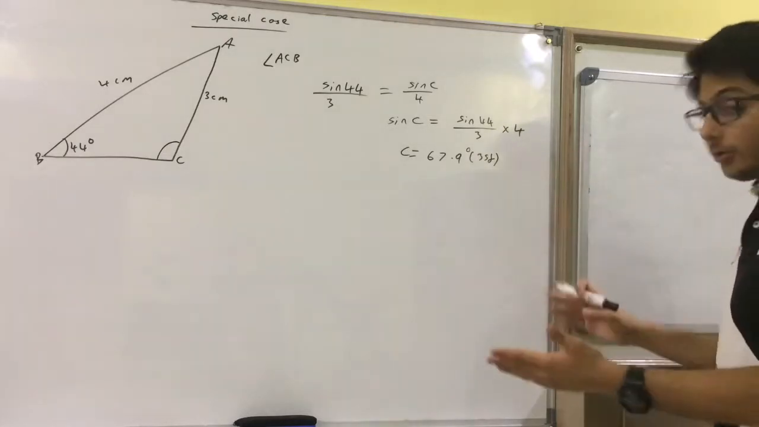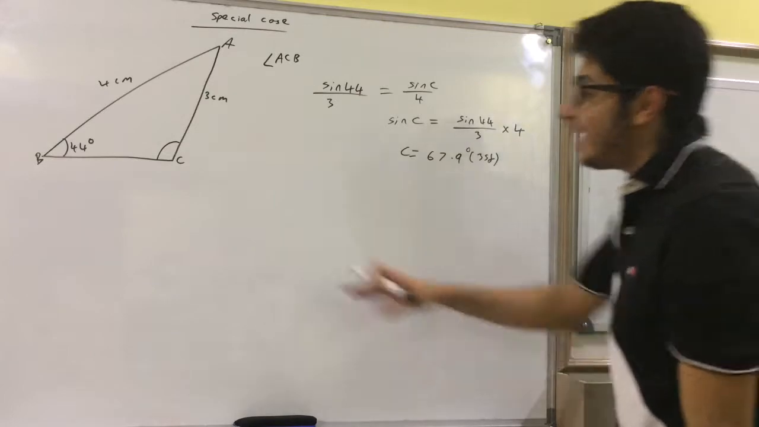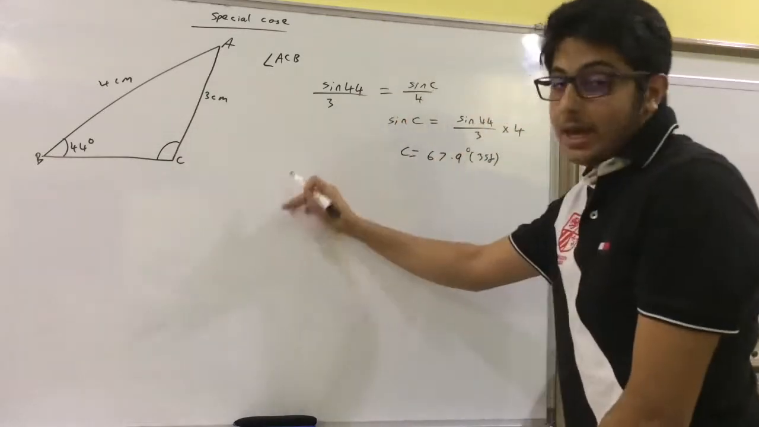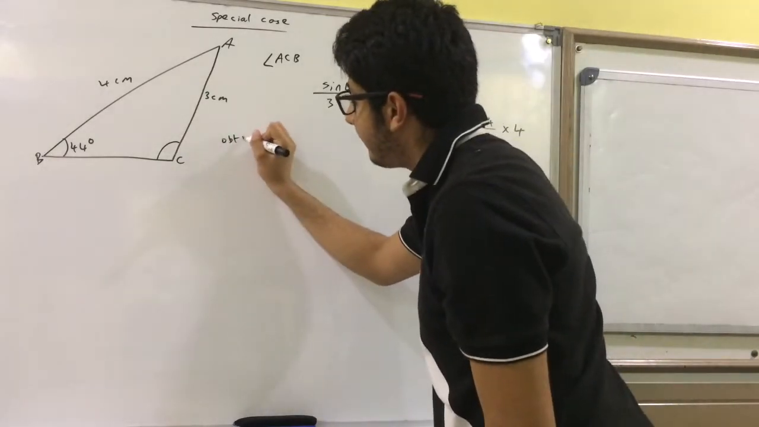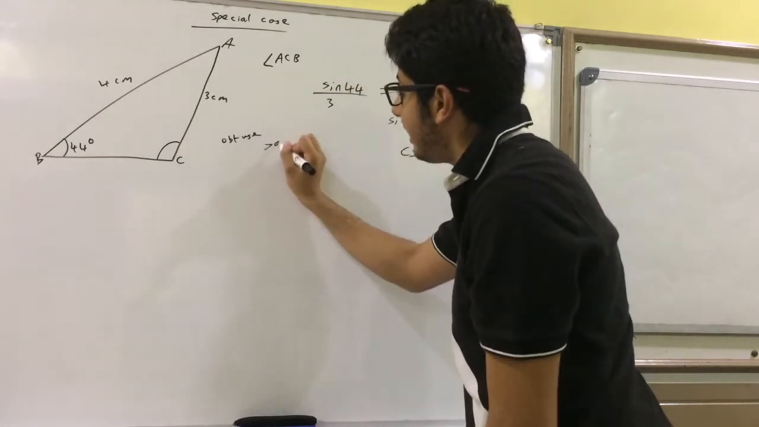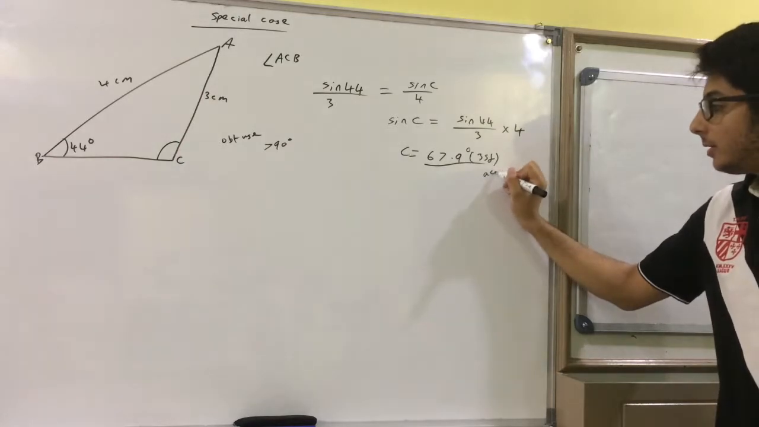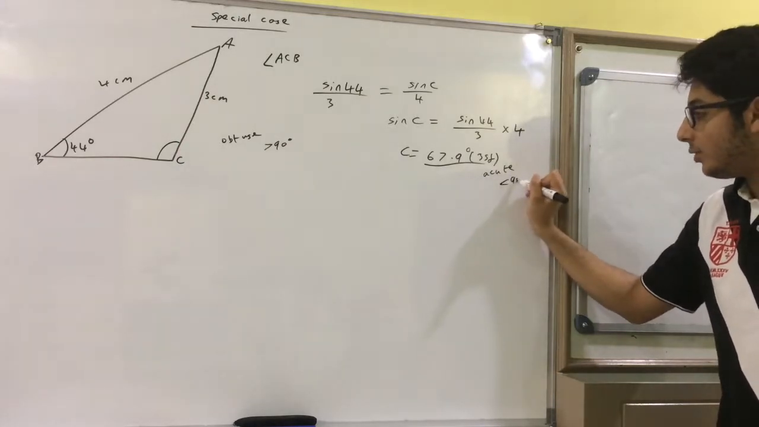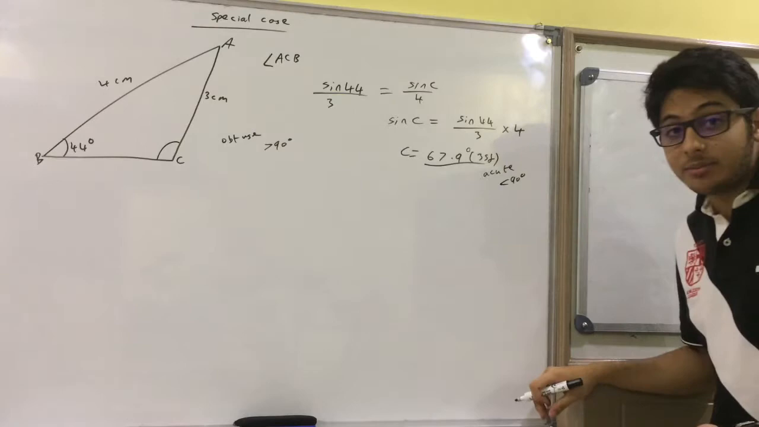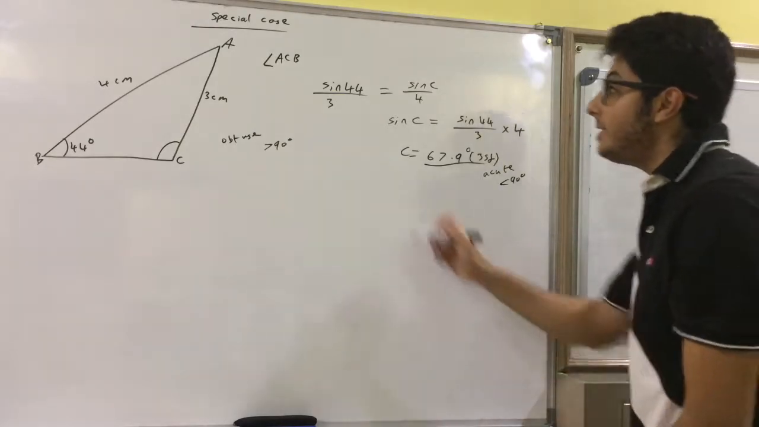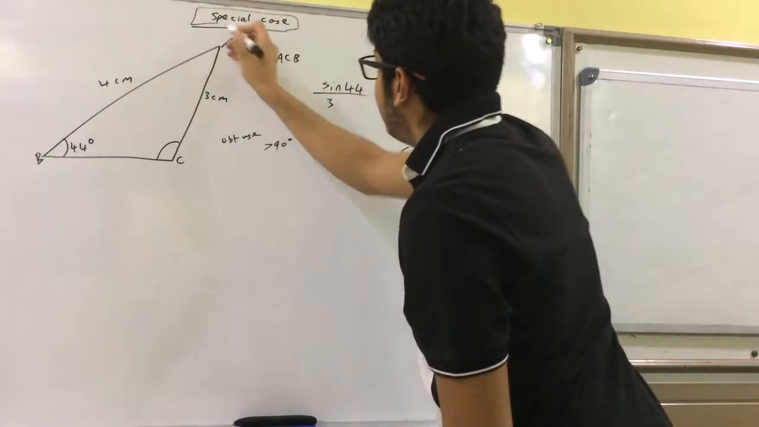Hold on, that can't be right, because here it's clearly an obtuse angle, which means it's bigger than 90 degrees. But this is an acute angle, which is smaller than 90 degrees. So you must have done something wrong. Well, this is where the special case comes in.